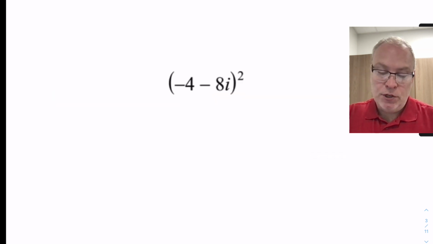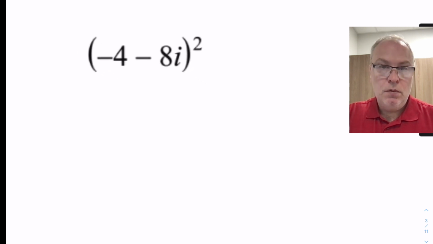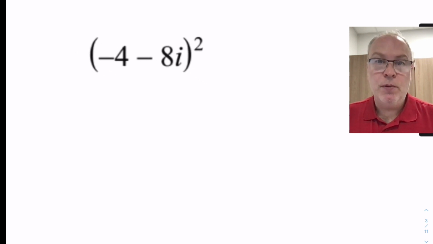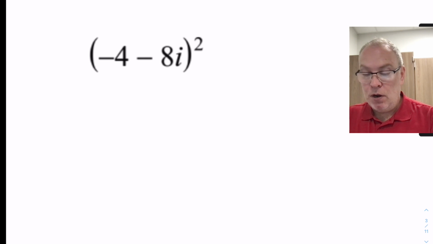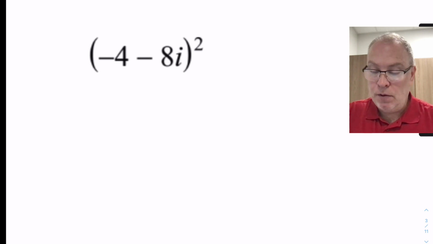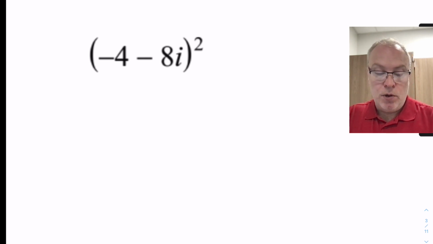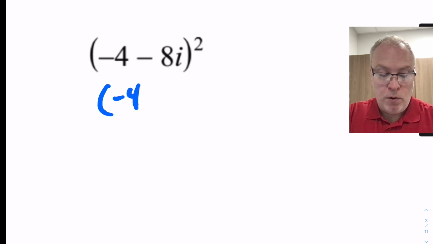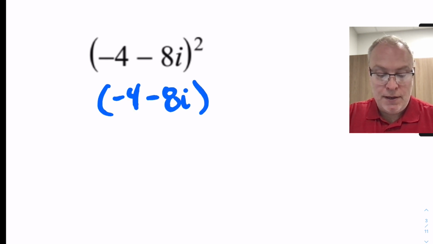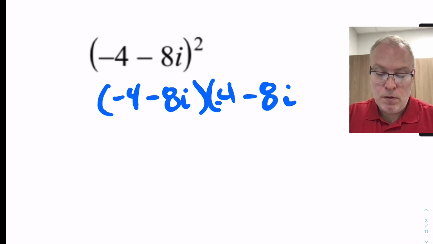All right, here we have a square of what's almost like a binomial, right? Where i is a variable, it's really a constant, it's the square root of negative 1, but we still want to multiply this out. So if you need to use the FOIL technique, you could write it out like this, or maybe you have the pattern memorized, which hopefully you do.